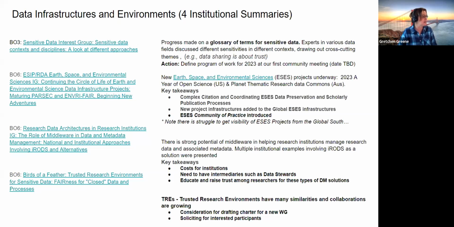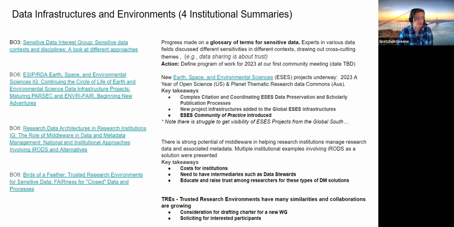Then for breakout 6, the role of middleware came into play for the research data architectures and research institutions interest group. They're looking at how middleware plays a key role, and there's potential here for building out more capabilities in the middleware. One thing they focused on was several institutional examples that showed how iRODS, one particular open source technology solution, is being implemented as an exemplar in middleware. They also factored in how institutions cover the cost of supporting middleware. It's complex enough that they need intermediaries involved, like data stewards, and educating and raising trust amongst researchers in this area.